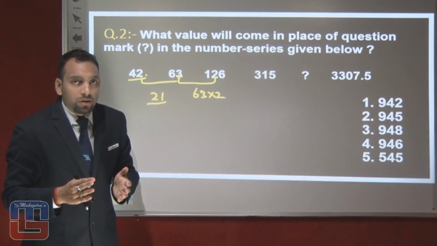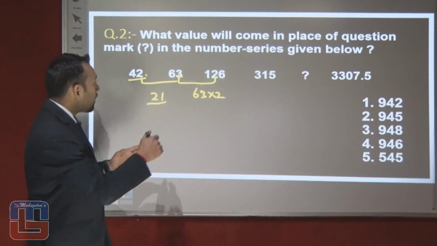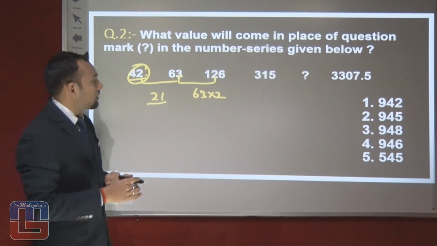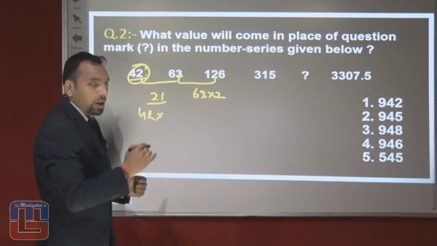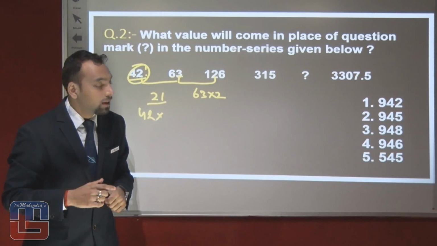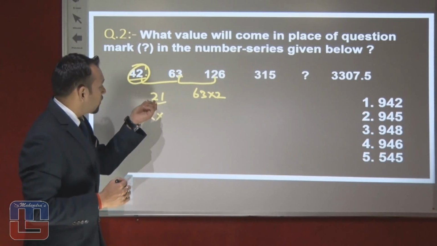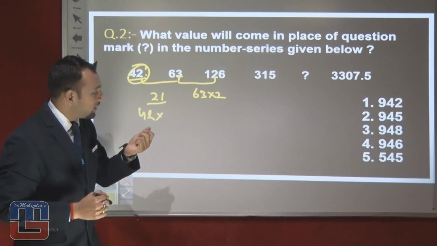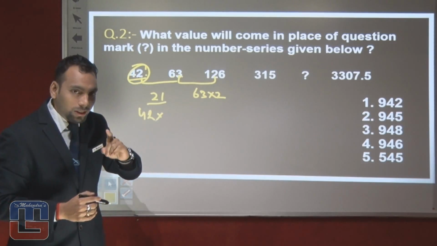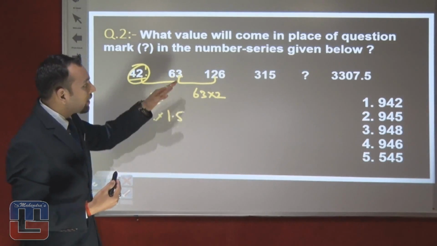Now what do you have to find? You have to find the value of the question mark. So how will you find it? Now see, this is 42, this is 63. If you have to get 63 from 42, you are adding 21. So one thing comes to your mind: if you multiply this 42 by 1.5, you will get 63.